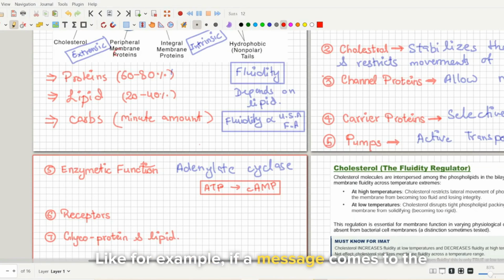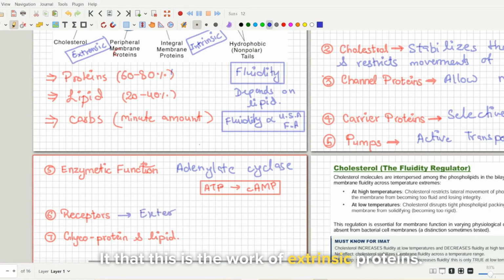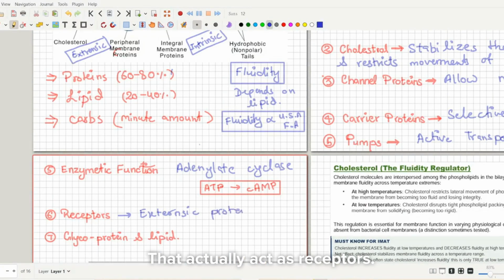For example, if a message comes to the cell membrane, it will receive the message and become a secondary messenger, and it will take the message inside the cell where the message is needed. So these are specific enzymes that are also present in your cell membrane. If we talk about receptors, some proteins act as receptors, and they receive specific signals from other cells, and these receptor proteins are actually extrinsic. So receptors are extrinsic proteins. This is the work of extrinsic proteins that act as receptors.